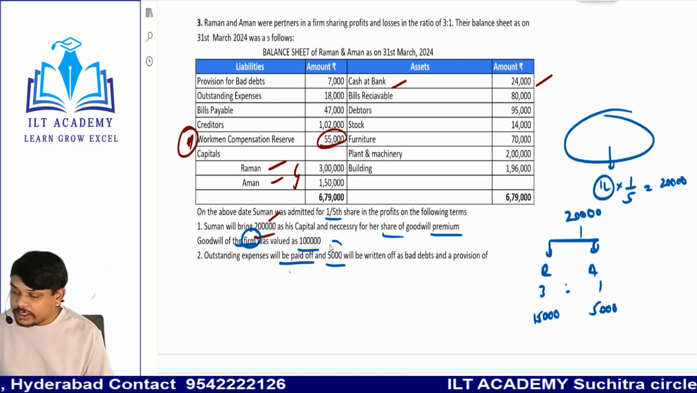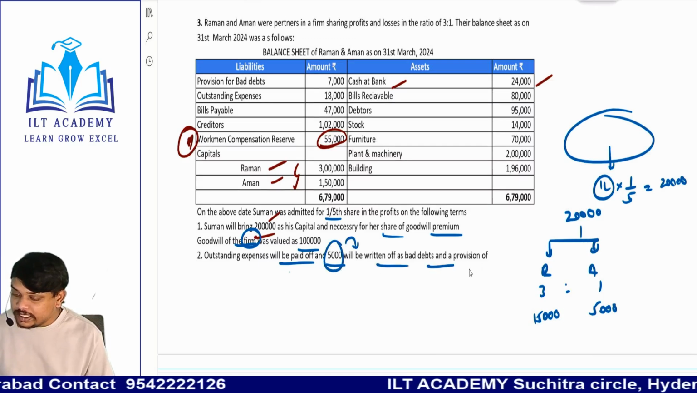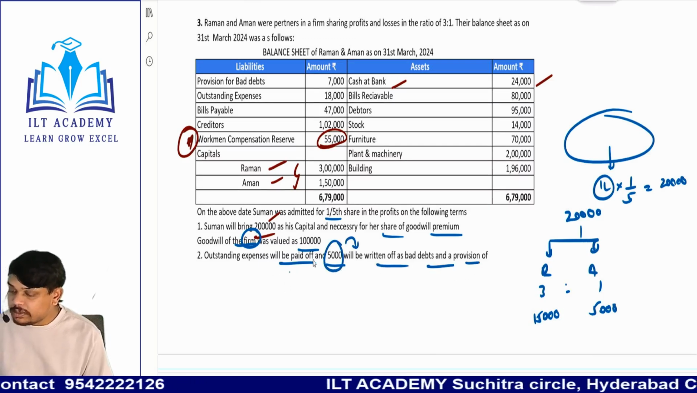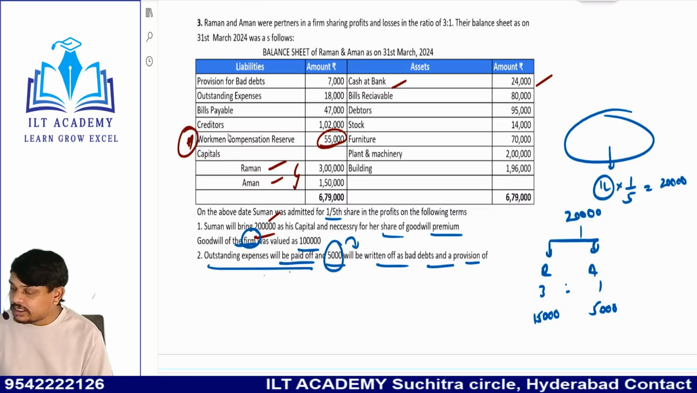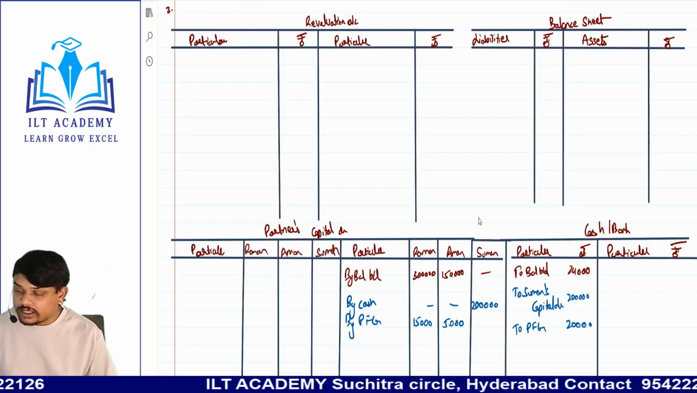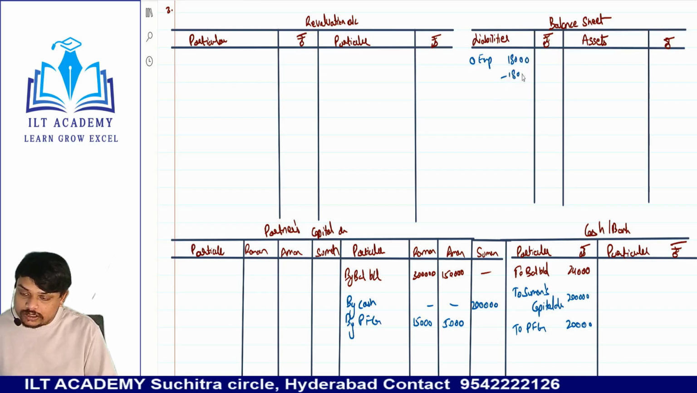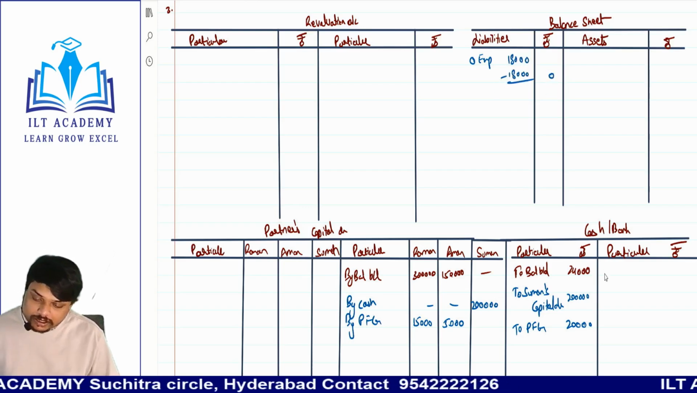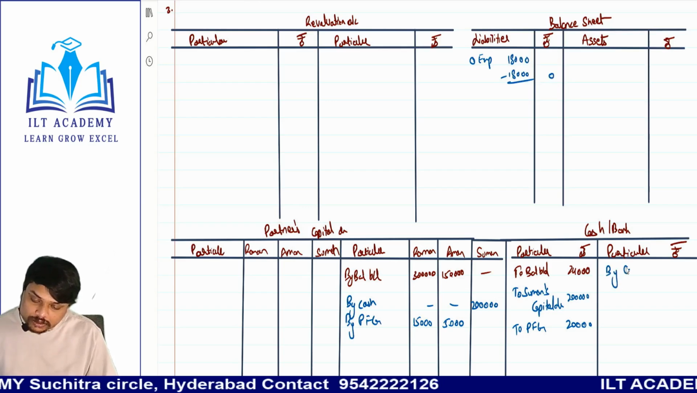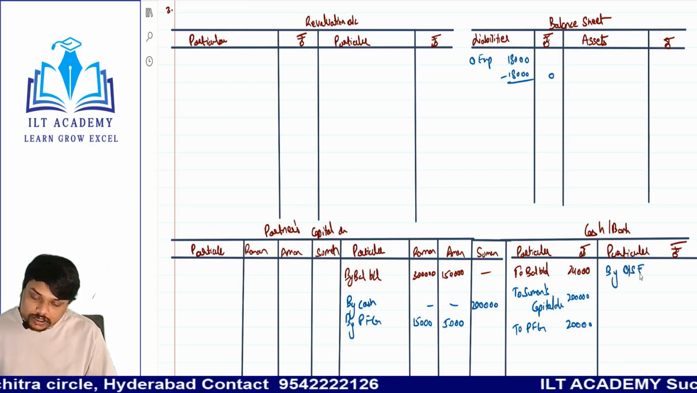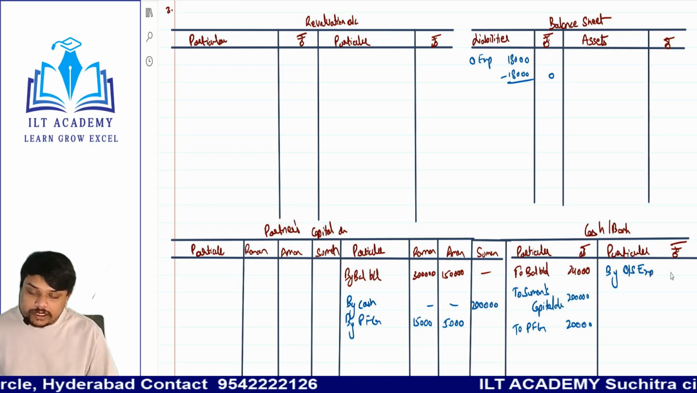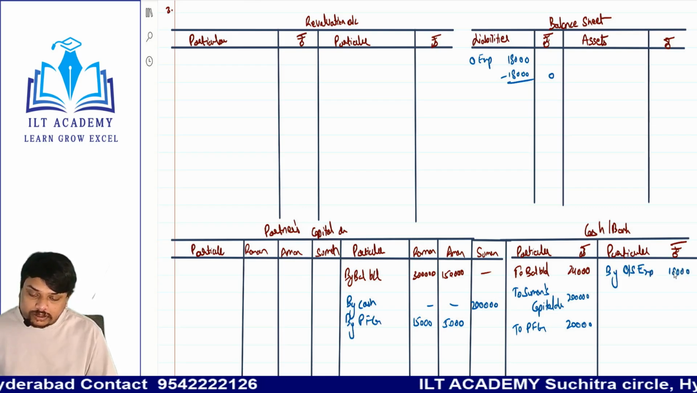Outstanding expenses will be paid off. 5,000 will be written off as bad debts, and outstanding expenses will be paid off. This is a separate adjustment. Outstanding expenses are 18,000. These are paid off through cash, so outstanding expenses on debit to cash account.